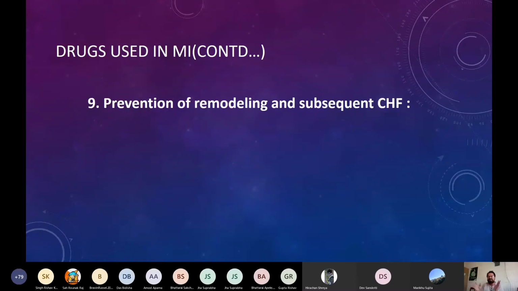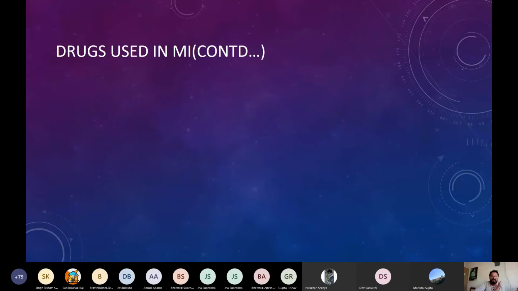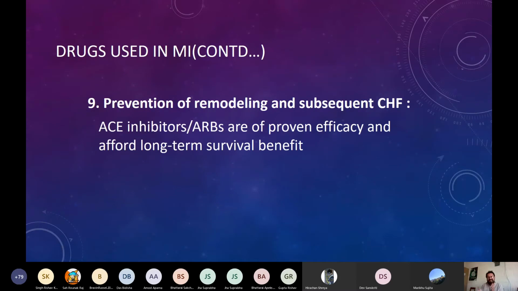After you have saved the patient's life, what we need to think about next is prevention of remodeling and the subsequent CHF. Now you have saved the patient, but the heart might get enlarged. Why? Because some portion of the heart needs to work harder because the other portion is not working. So the healthy portion will be overloaded and will start undergoing hypertrophy. And that will also create other problems.